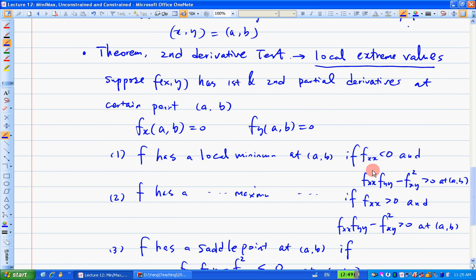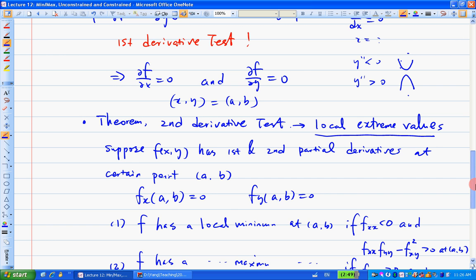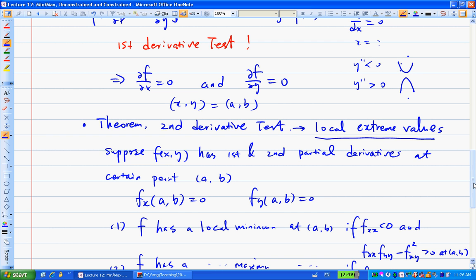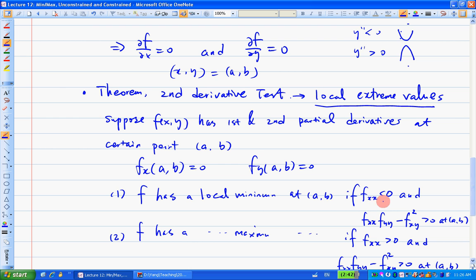So if I look at this one here, this f is a local minimum, and that's when fx is less than 0. Hang on a second. No, I was right, this is right. So when fx is less than 0, it's a local minimum. A local minimum for a surface is basically a surface with what kind of shape? It's concaving downward, right? It's this kind of shape.